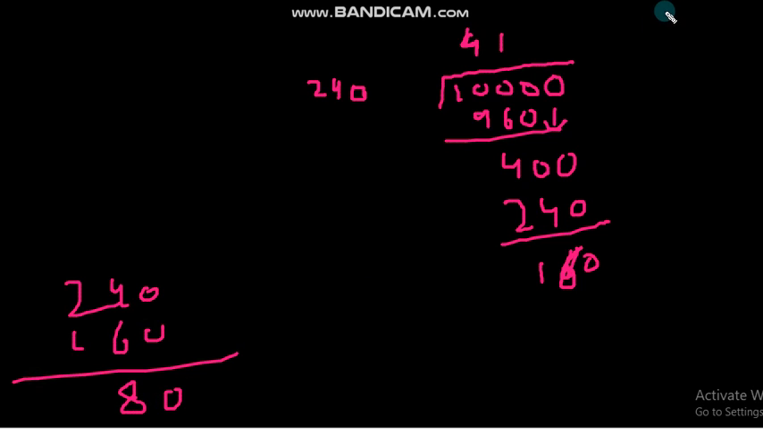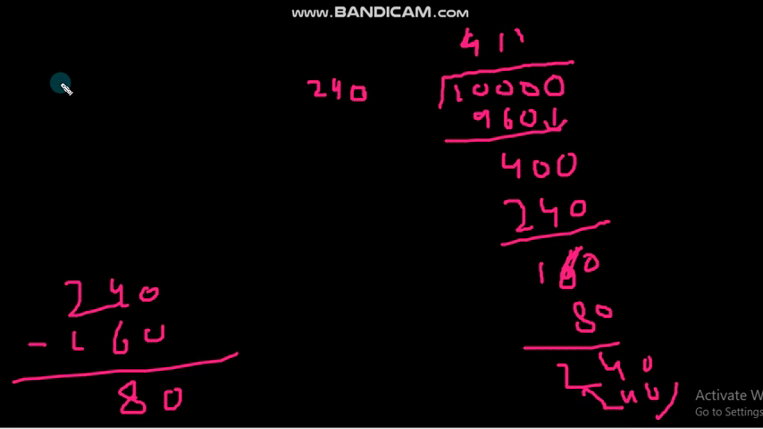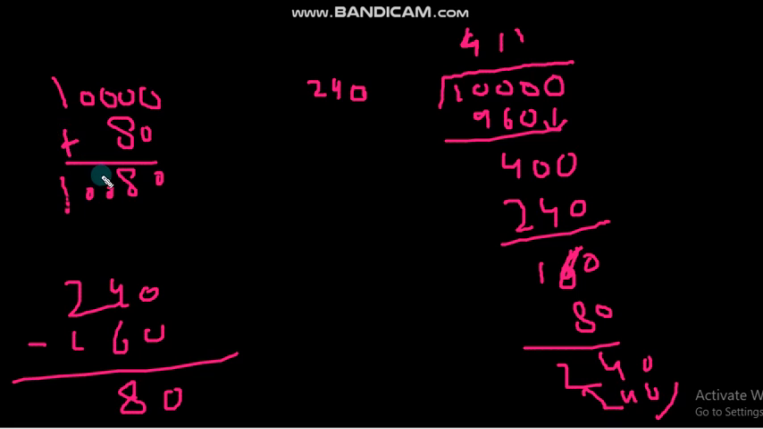So if we add 80 more to this number, that means if we add 80 to this one, it will become 240 more, and then it will be completely divisible by 240. That means we have to add 80 to this number for it to be completely divisible. So that is the smallest 5-digit number that can be divisible by 16, 24 and 30.